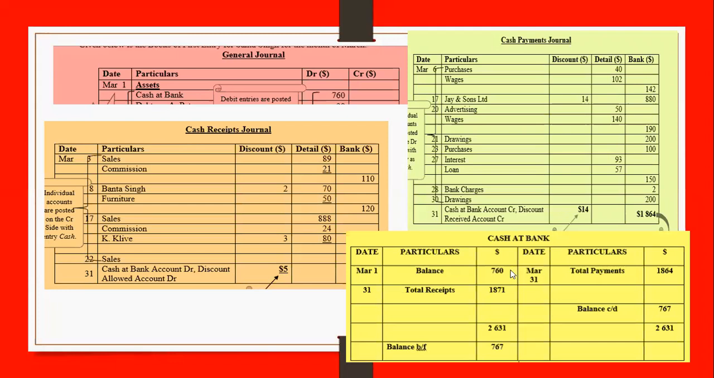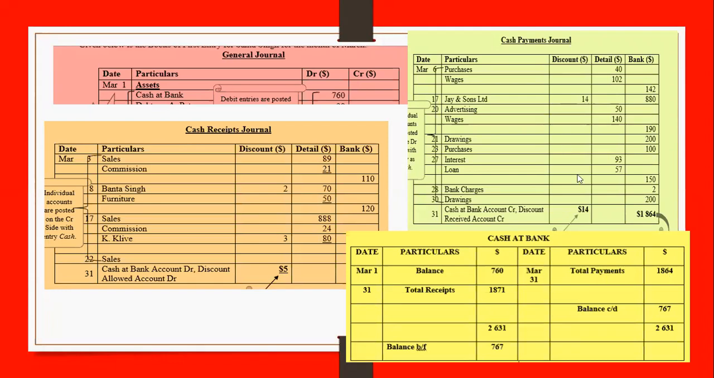Look at what I am adding. 760 plus 1871 gives us 2631. Now, what is your total for the credit side? You ignore my working. Okay, what is the total of the credit side?